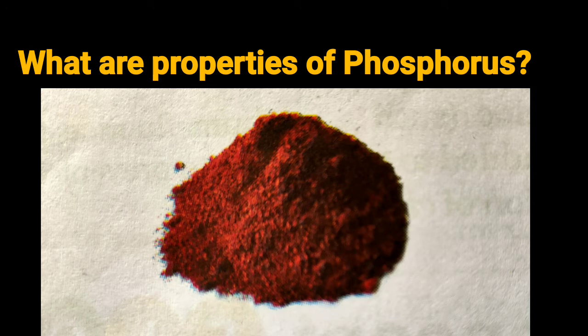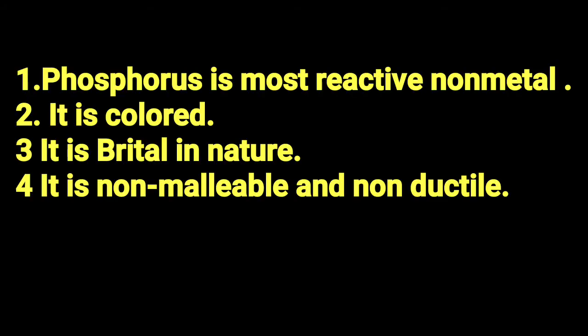Next, identify what are the properties of phosphorus. So this picture is of phosphorus, and properties of phosphorus are: phosphorus is the most reactive non-metal, it is colored, it is brittle in nature, and it is non-malleable and non-ductile, so it will convert into a powdery substance.